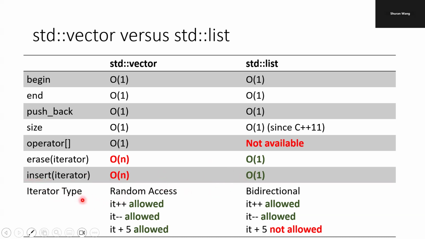And the iterator types are defined for vector. It can do random access, which means that it plus 5 is allowed. For list, it's only bidirectional, so we can do plus plus and minus minus, but not it plus 5.